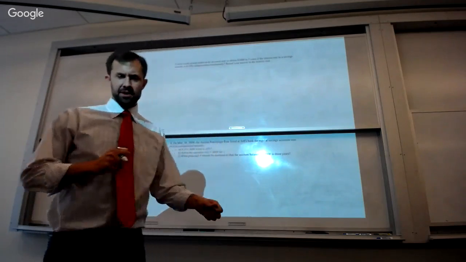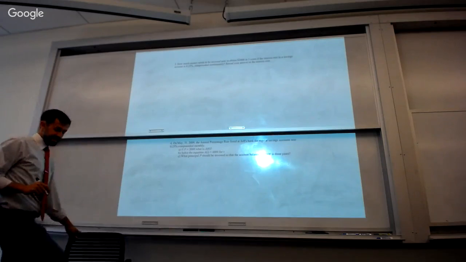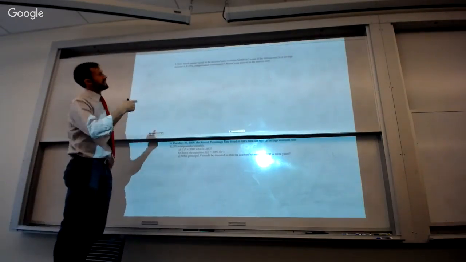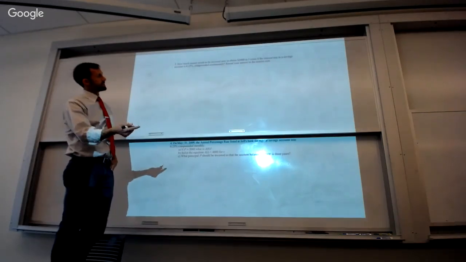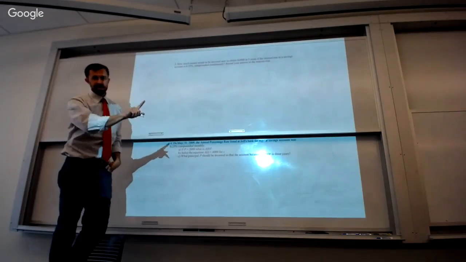Howdy, folks. We're going to cover the work problems at the end of chapter 6. We're starting with number 3. It says, how much money needs to be invested now to obtain $2,000 in 3 years if the interest rate is 0.25% and it's compounded continuously? That was the most important part.